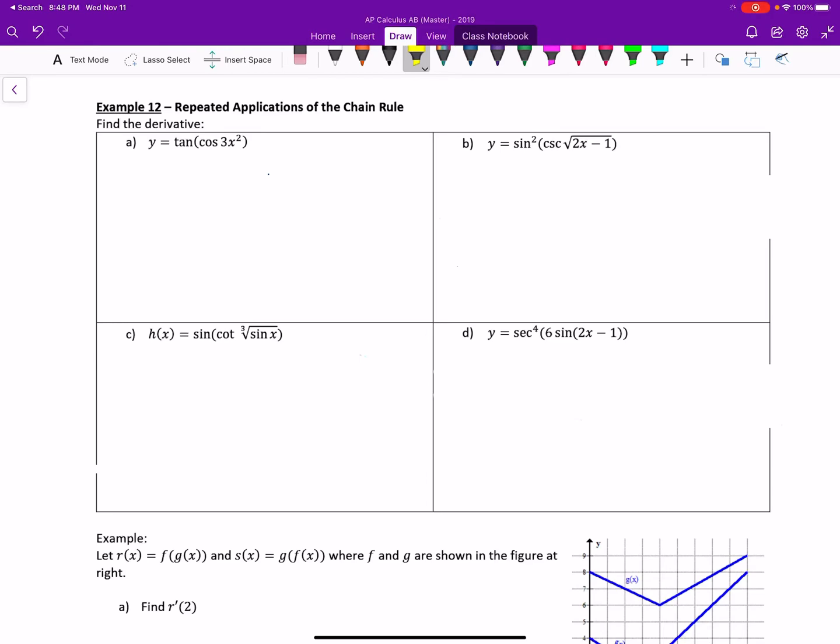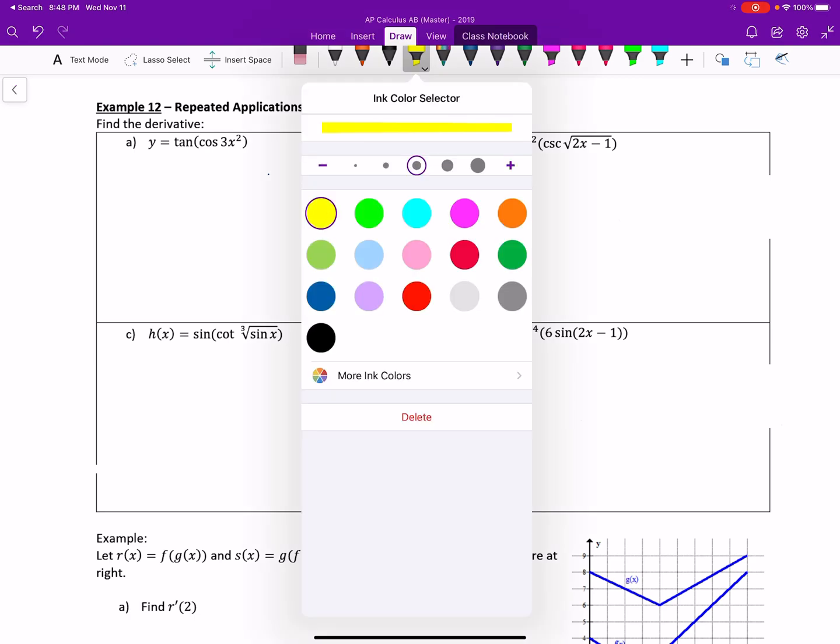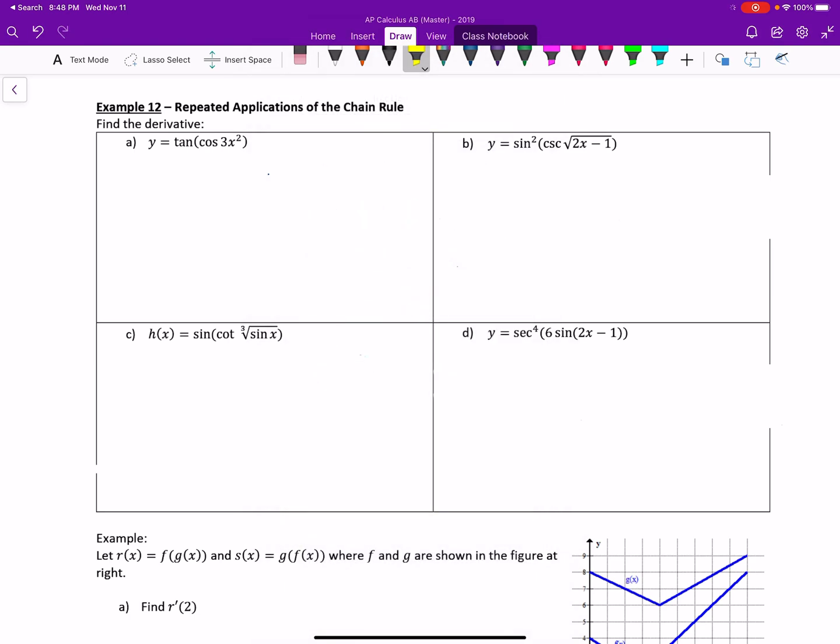Example 12 works like before: these composite functions are almost layers of an onion. You're going to work your way in when you're taking a derivative. I'm going to color code everything to figure out what the outermost function is in this particular problem. In example 12 it is the tangent. Then the next function in is cosine, and the next function in is 3x squared.